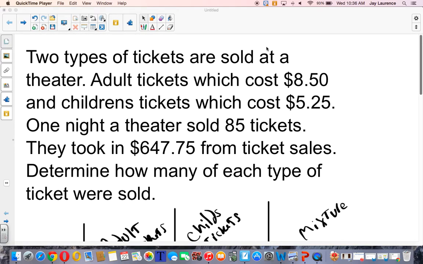Two types of tickets are sold at a theater. Adult tickets, which cost $8.50, and children's tickets, which cost $5.25. One night, a theater sold 85 tickets. They took in $647.75 from ticket sales. Determine how many of each type of ticket were sold.